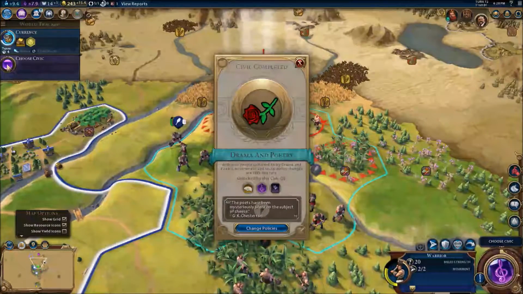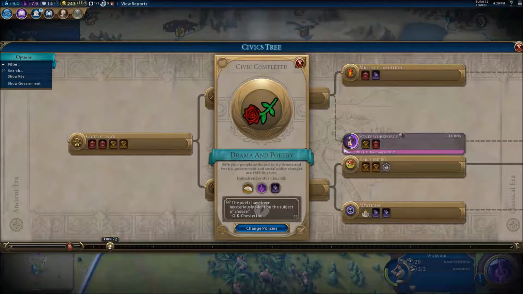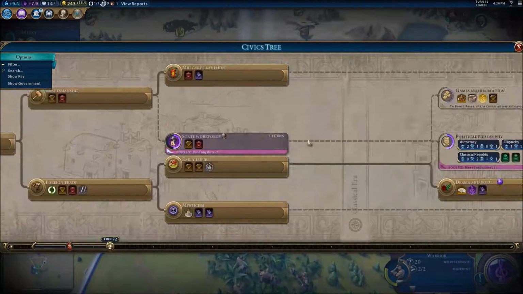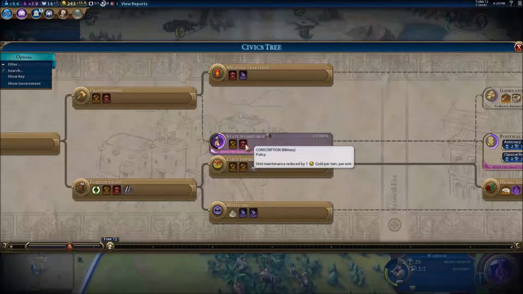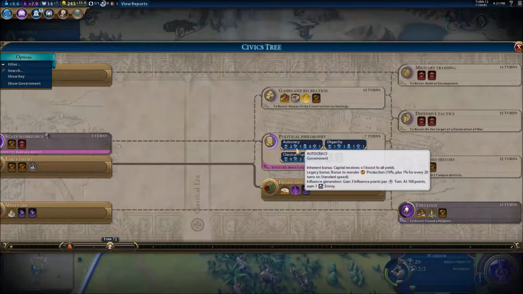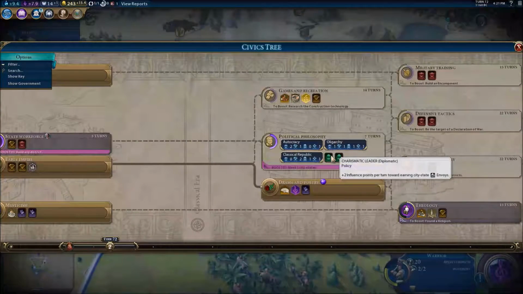All right, well, we have reached the classical era. We had drama and poetry, which hopped us in there. So we can take state workforce, which is boosted due to build any district. We can get production towards wonders, and we get unit maintenance reduced by gold. Or we can take political philosophy here, which gives us 3 new government options and some diplomatic options.